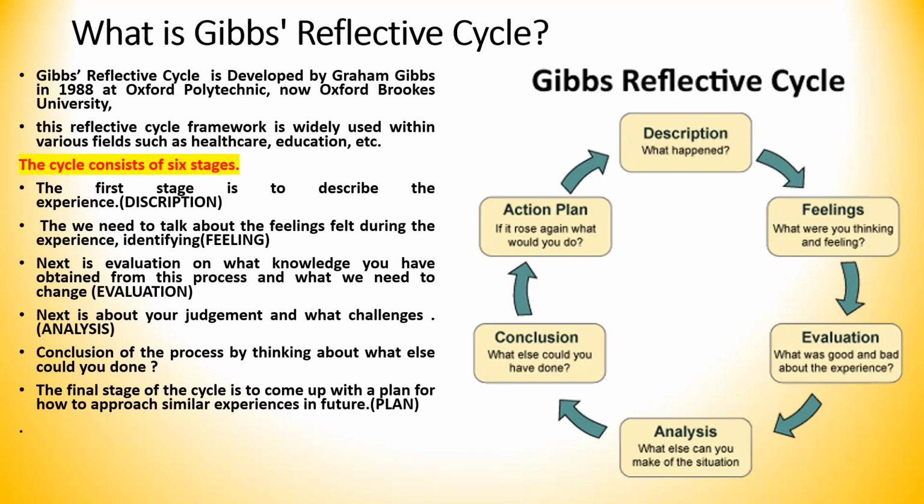Then the next stage is conclusion. In conclusion, you have to think about the process. What else could you have done to improve and to continue to develop yourself, etc. Then last is action plan. That means what's next, right? That is the plan to improve yourself, to come up with a plan for how to approach similar experiences in future. So basically, this Gibbs reflective cycle will prepare you to face new challenges.